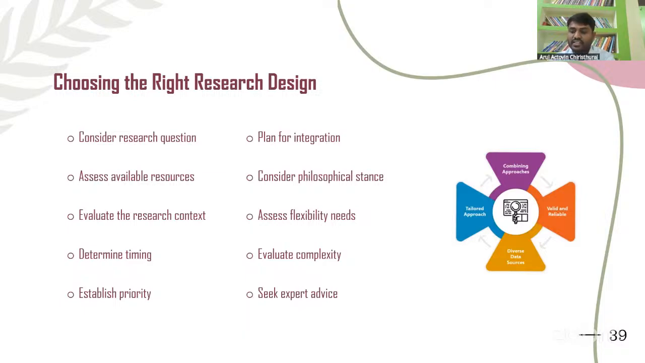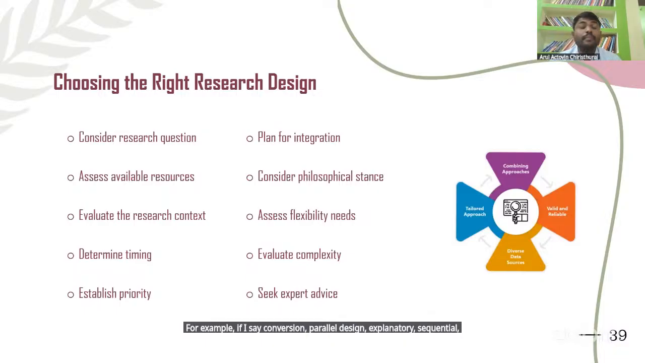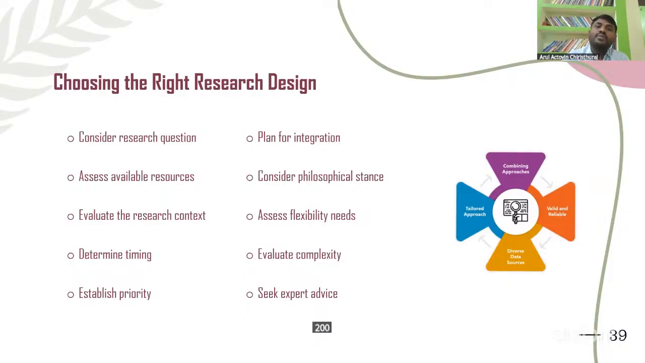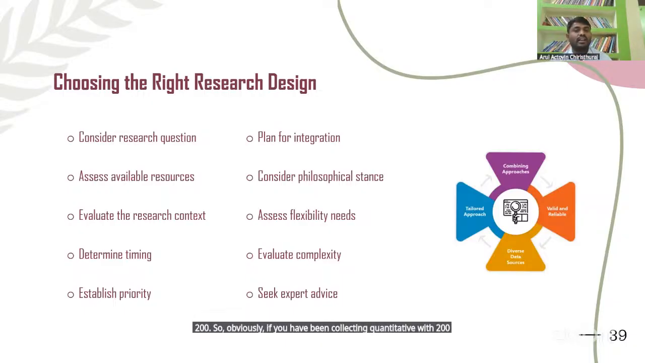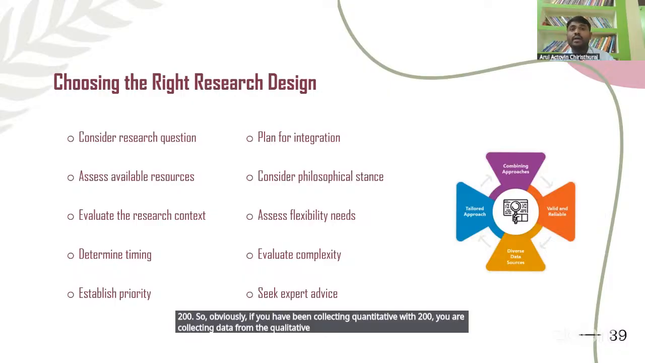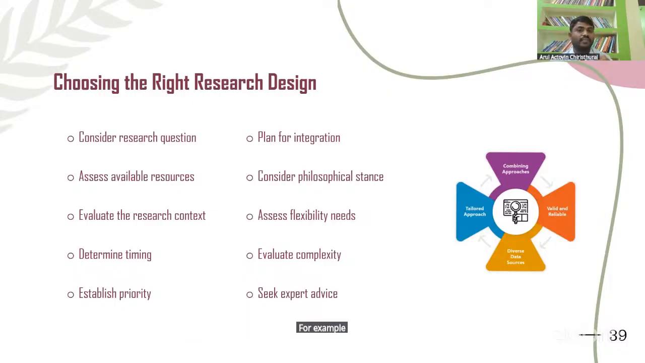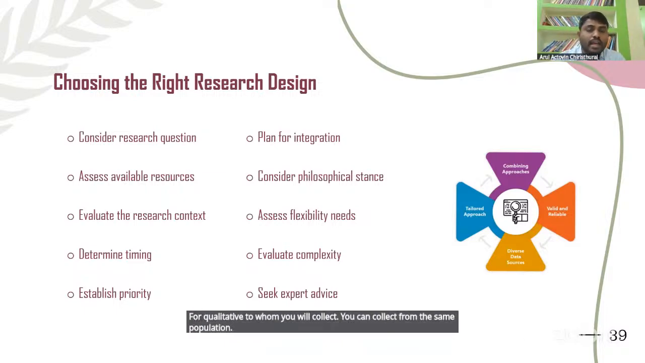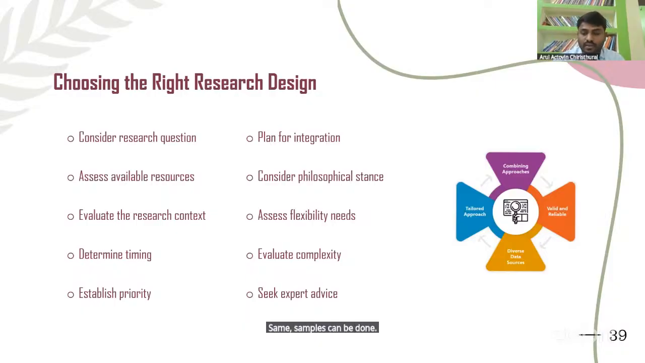For example, for the convergent parallel design, explanatory sequential design and embedded design, these can be the same. For example, if your total population sample is only 200, and you are collecting quantitative data from the 200, then for qualitative, from whom will you collect? You can collect from the same population. The same samples can be used. It's acceptable. Explanatory sequential is also the same.